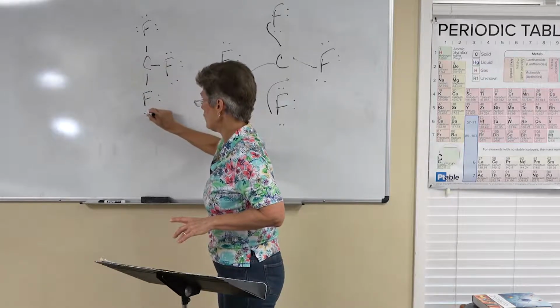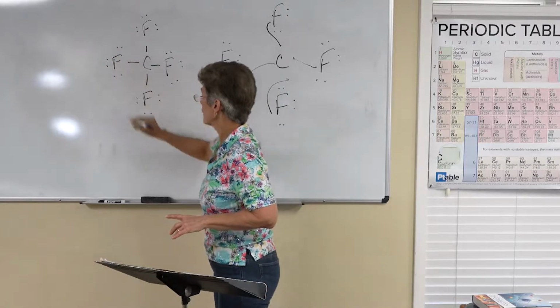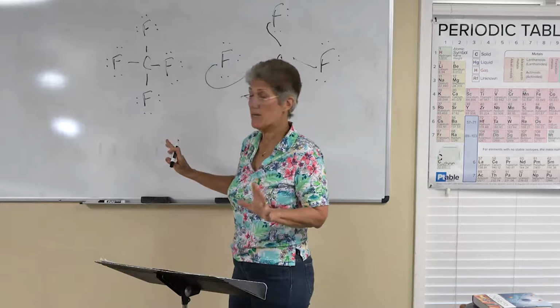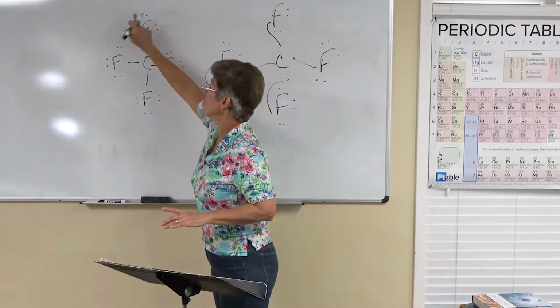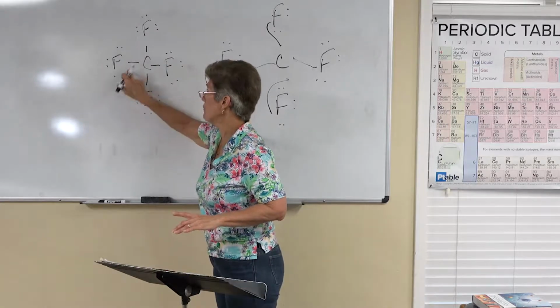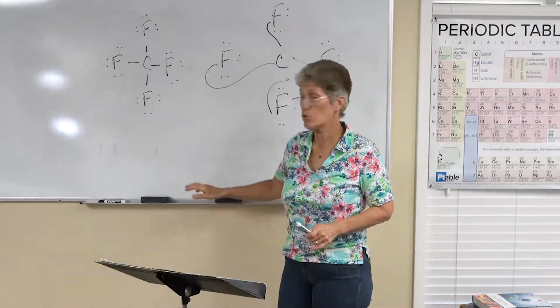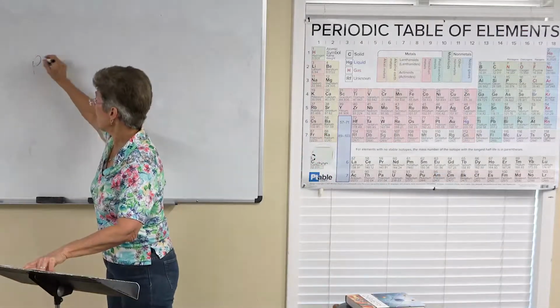I'm just rewriting what we just did. And that's how we would rewrite that. And please notice everybody has 4 pairs around them. 1, 2, 3, 4. So that's how you can check and make sure what you're doing is correct. Very important.